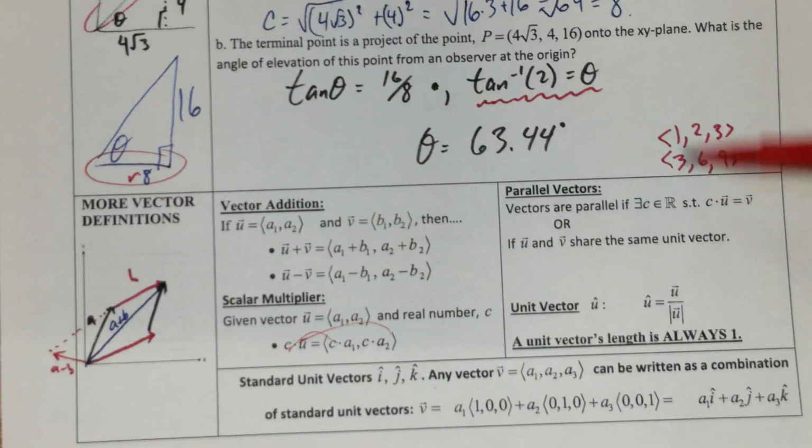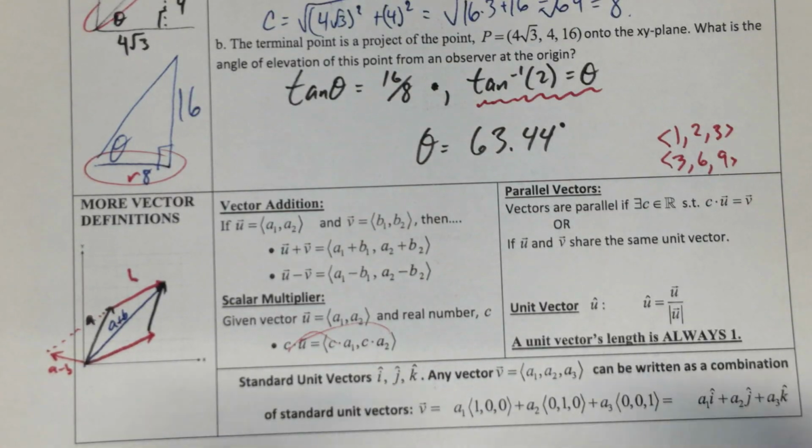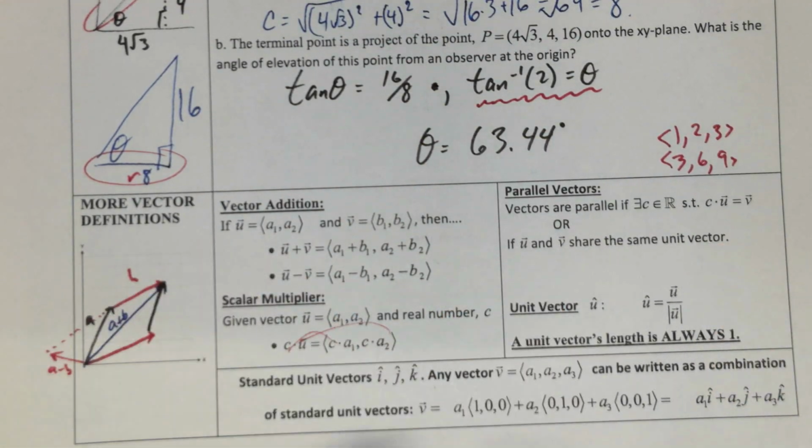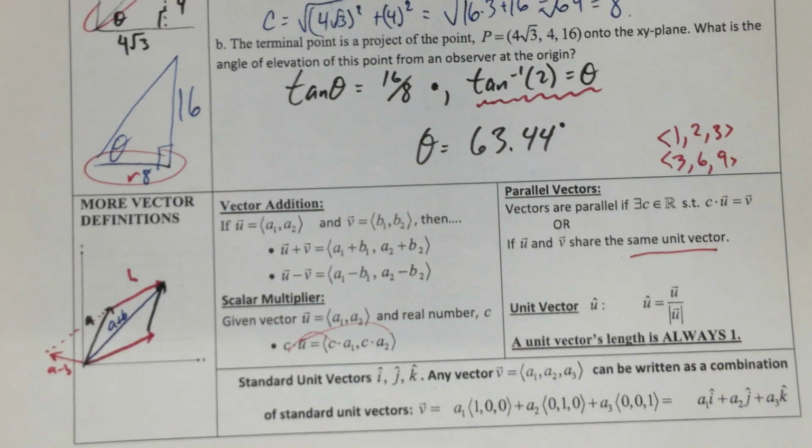So there must be something that's true about them. Some parent function, some mother vector that would allow me to reference this whole family of vectors. And this gets more important as we get into equations of planes and things like that. But it would be called the unit vector. That's what it says here. They would share the same unit vector.